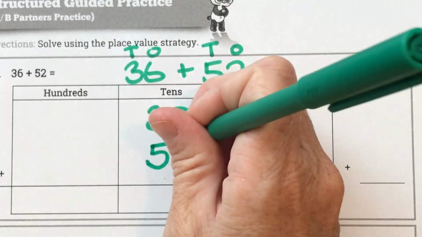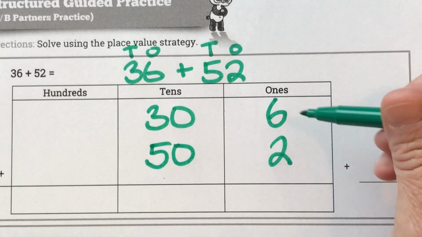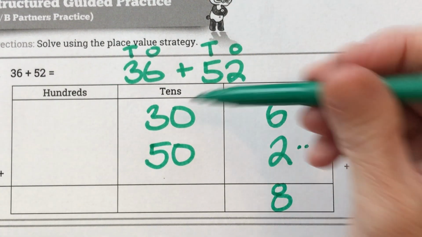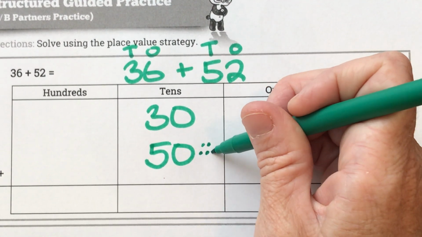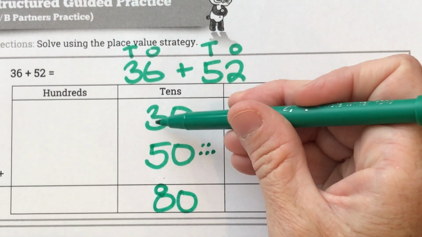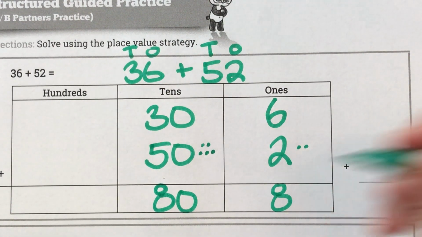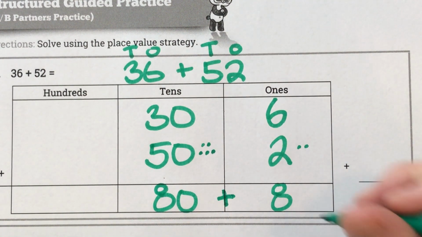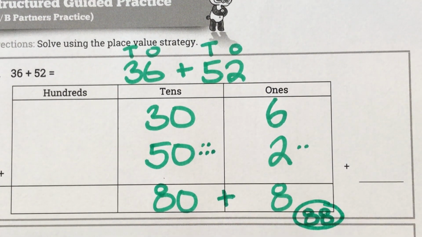So we have 50. Okay, so our next step says we're going to start by adding our ones. So we have 6, 7, 8. And then we're going to add our tens. So we have 30, 40, 50, 60, 70, 80. I'm adding 5 more. Or I could have looked at my tens column, and I have a 3 and a 5 equals 8. So what is our answer? 80 plus 8 equals 88.